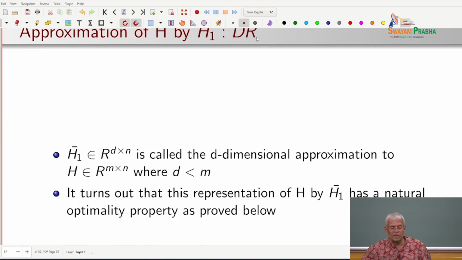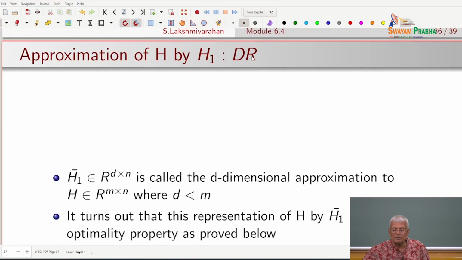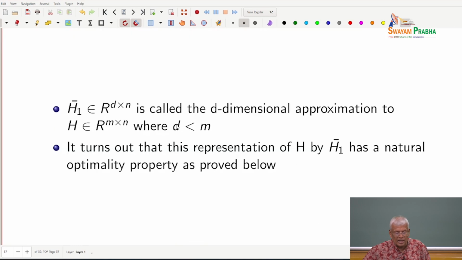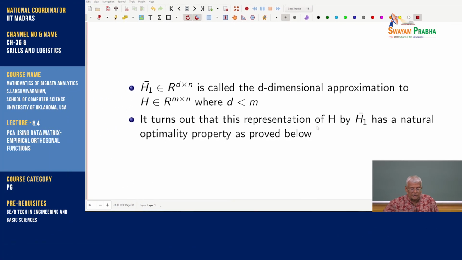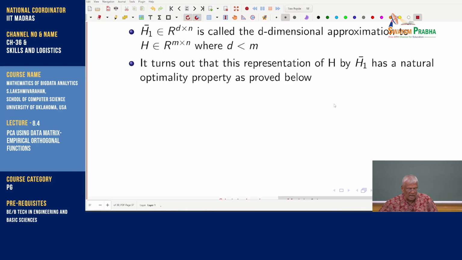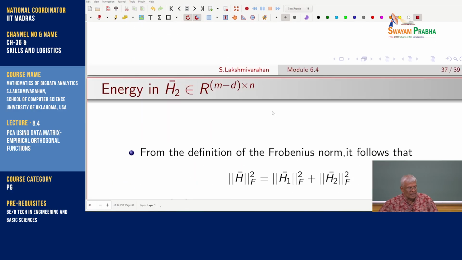So approximation of H by H1 bar, which is called a dimension reduction. H1 bar is a D by N matrix called the D-dimensional approximation to H, which is an M by N matrix, and D is less than M. It turns out this representation of H by H1 has a natural optimality property as proved below. We have already proved it, I just want to reinforce that.